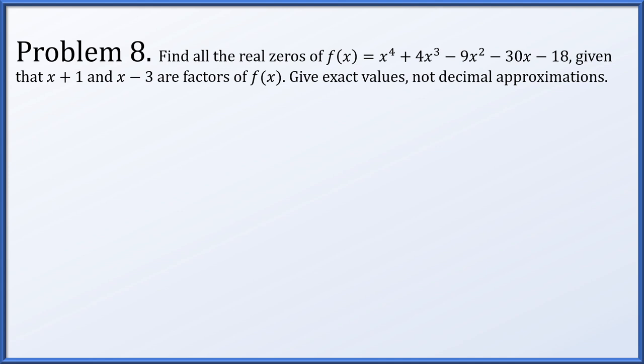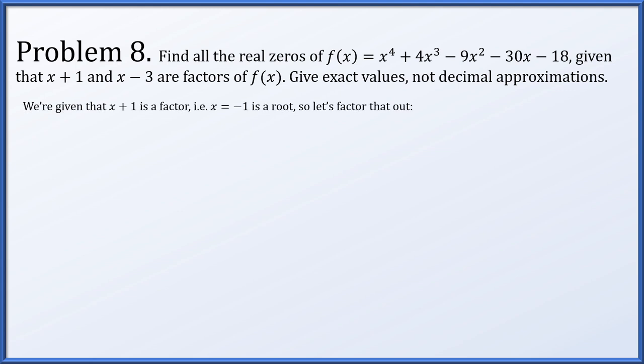In problem 8, let's find all the real zeros of this degree 4 or quartic polynomial. f of x is x to the fourth plus 4x cubed minus 9x squared minus 30x minus 18. We are, however, given, and this is tremendously helpful, that x plus 1 and x minus 3 are factors, meaning negative 1 and positive 3 are roots.